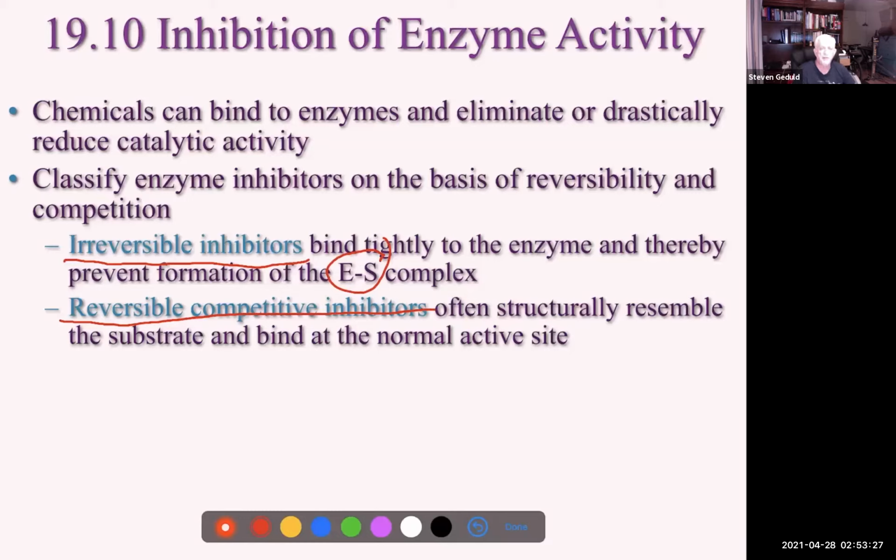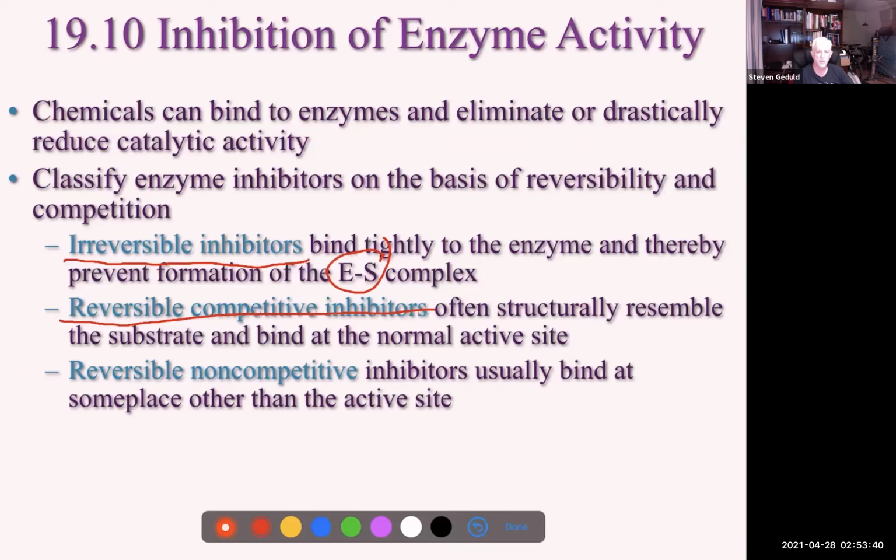So reversible competitive inhibitors resemble the substrate and they bind at the normal active site. They do not bind at an allosteric site. They bind at the active site and they compete for that active site. Who's going to bind there? Reversible non-competitive inhibitors usually bind to someplace other than the active site. Okay, and they come off and on. They don't compete. If they're competitive, they're binding at the exact same site as the substrate.